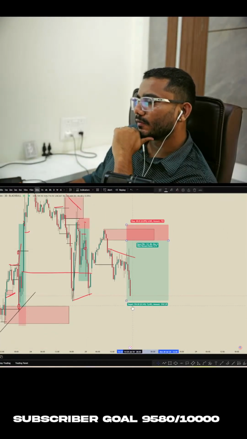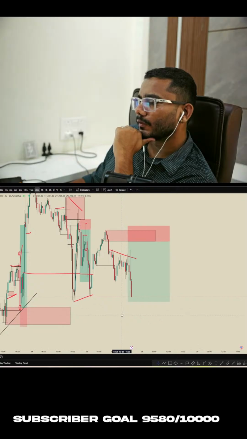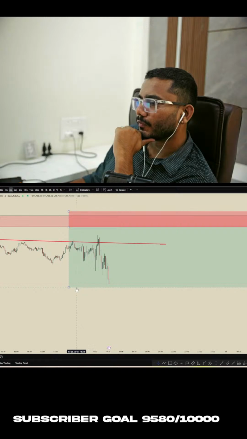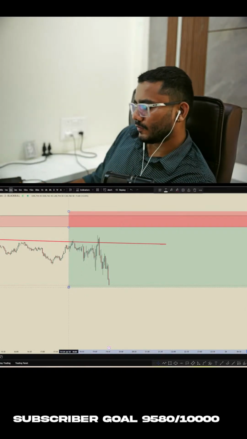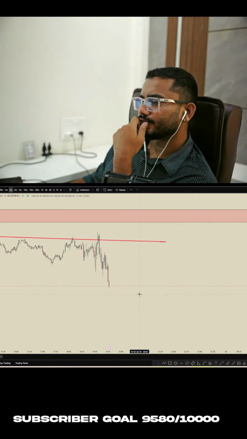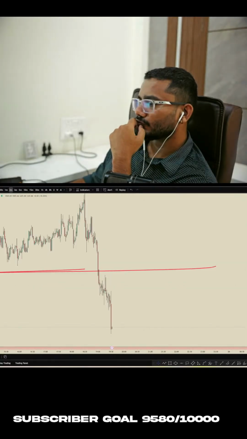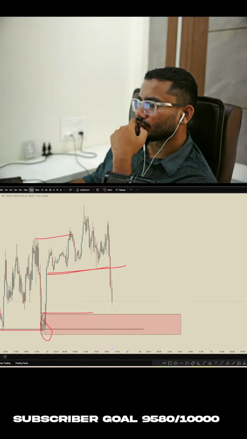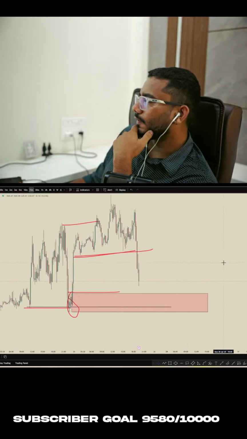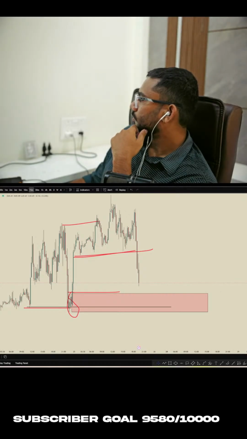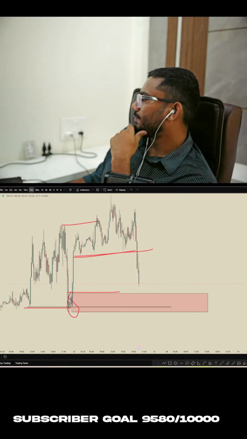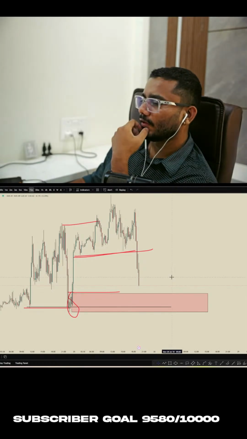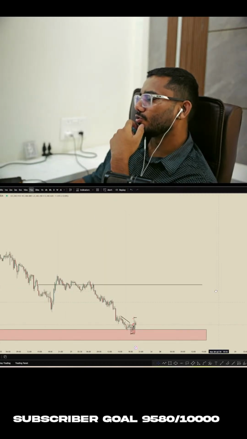So our direction was right, but we missed this entry. Let's wait for this entry now. So on which point we should take proper trade if I take on FVG? I don't use FVGs. I use order blocks to enter.